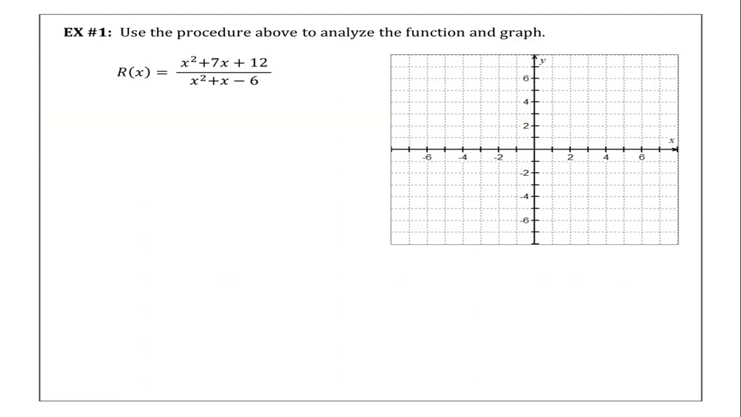Okay. So here we have the rational function x squared plus 7x plus 12 divided by x squared plus x minus 6. Following what the steps said, we should do what first? Break it down, right? We want to fully factor everything. So we will get x plus 4 and x plus 3. Perfect.